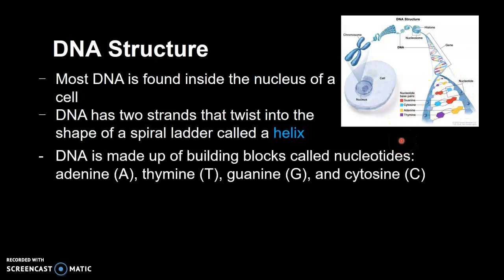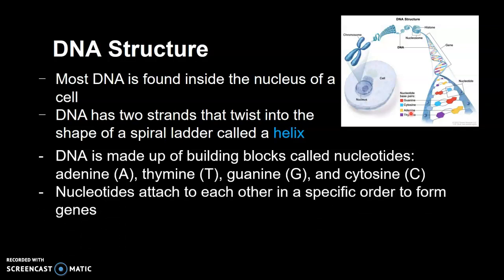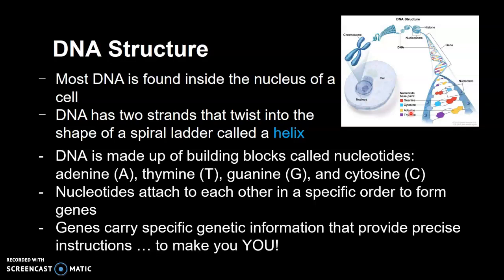And these individual nucleotides are adenine, thymine, guanine, and cytosine. And these nucleotides attach to each other in very specific orders to form what are called genes. Now, genes are what carry very specific genetic information that provides precise instructions that basically make you, you.